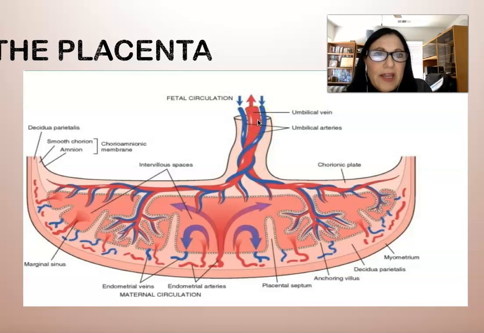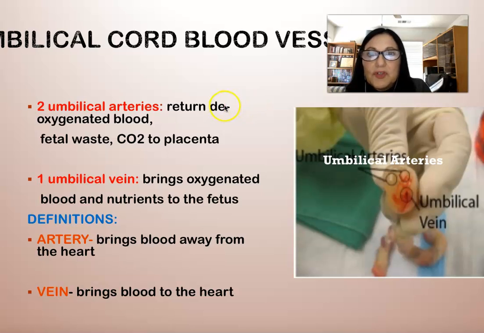Okay, so we define a vein as a blood vessel going back to the heart, not whether it's oxygenated or deoxygenated. It's the pathway back to the heart that defines whether it is a vein or an artery, and the vein goes back to the heart. Okay, so we have two arteries and we have one vein.